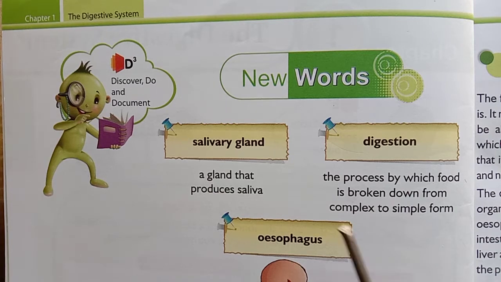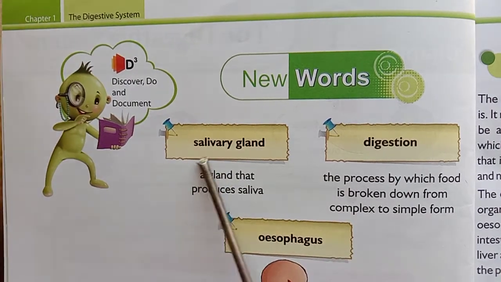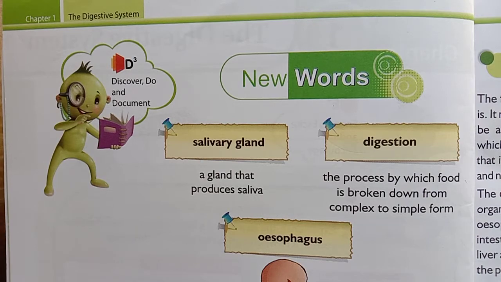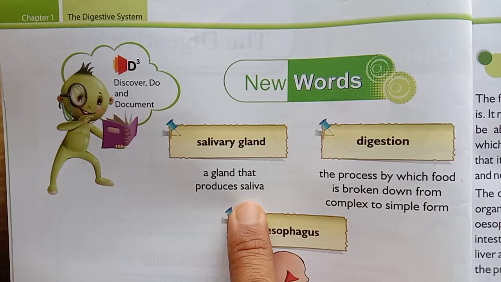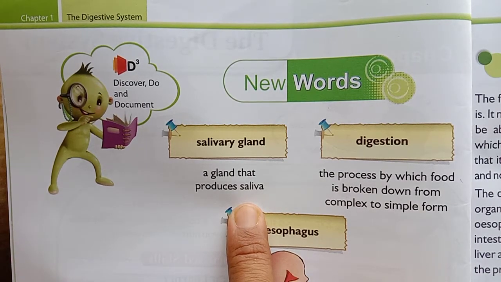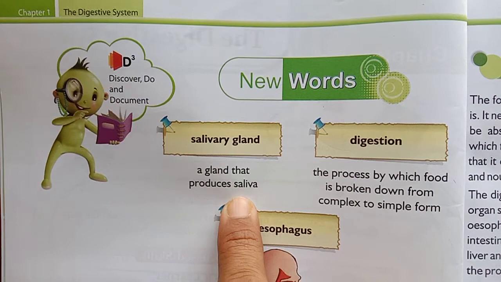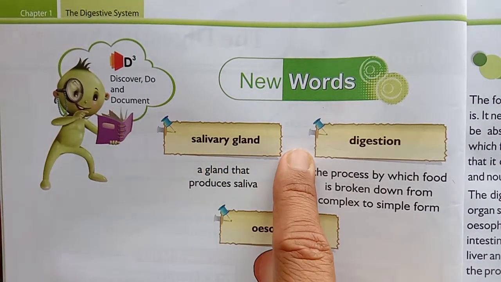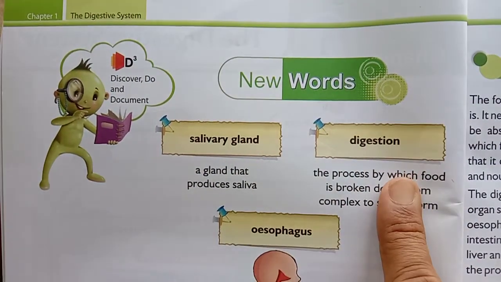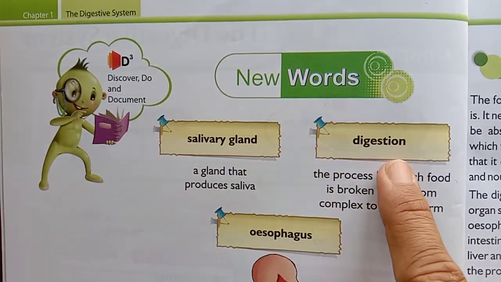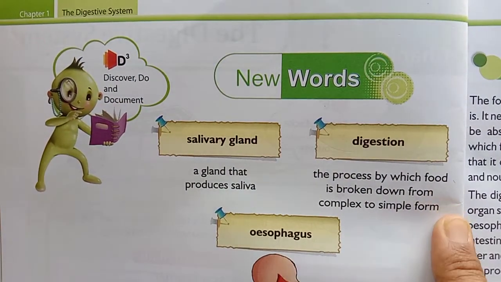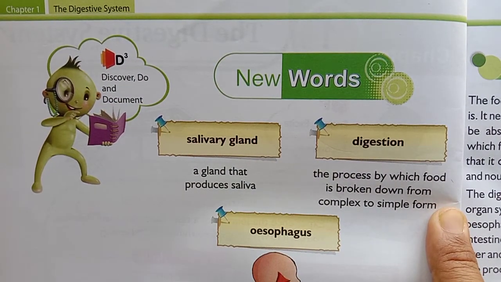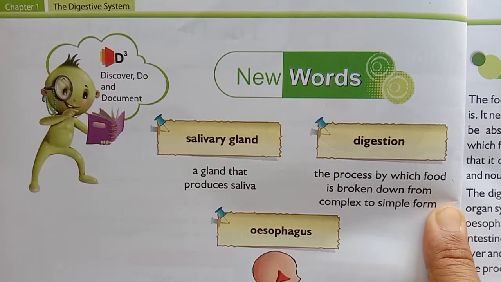First word is salivary glands. Okay, students, salivary gland means a gland that produces saliva. About the salivary gland we will discuss in the chapter. While explaining the chapter, I will discuss with you. So next word is digestion. Digestion means the process by which the food is broken down from complex to simple form. This is called digestion. Okay, students.